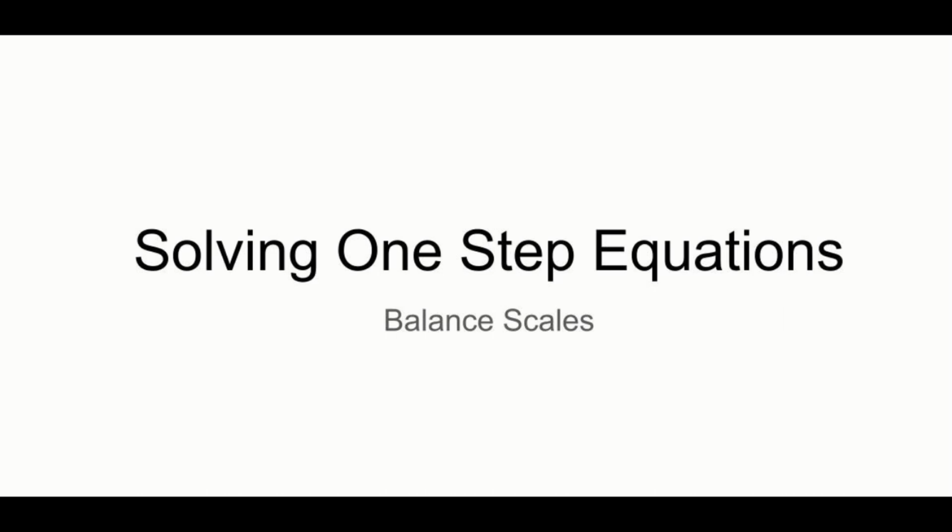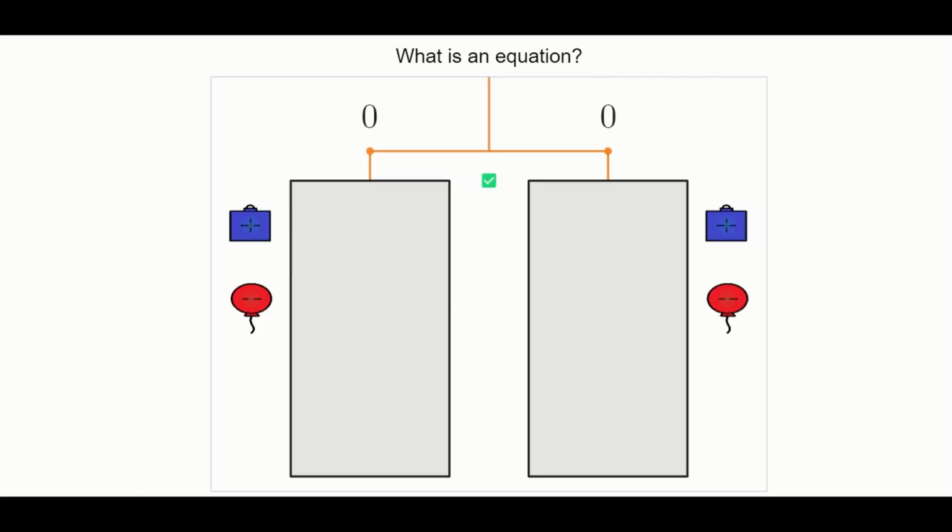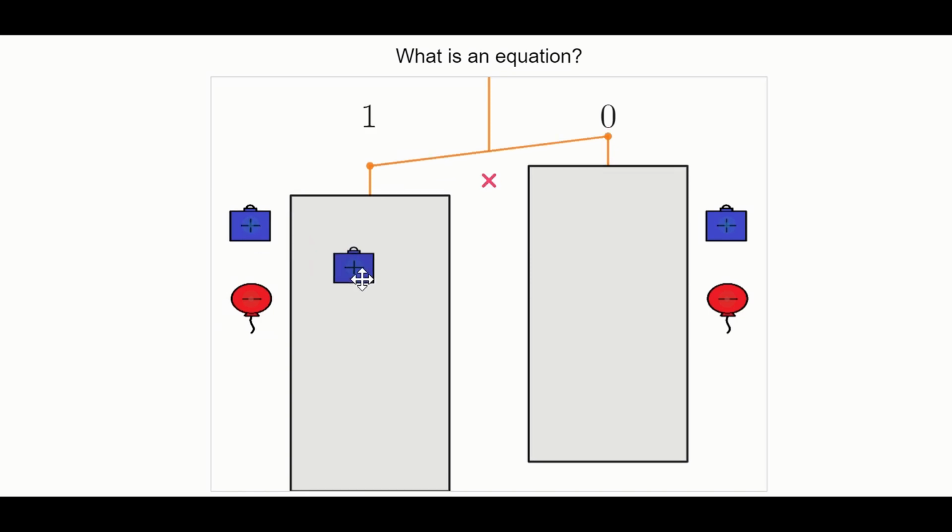Solving one-step equations. What is an equation? I like to think of an equation as a balance scale. Whatever we do to one side of our scale, we want to balance out on the other side. Here, we can represent a positive integer with a blue weight, and we can represent a negative integer with a red balloon. What do you notice happens when I put a weight onto my scales? Hopefully you notice that the weight pulls the side of the scale down, and the equation is no longer balanced.